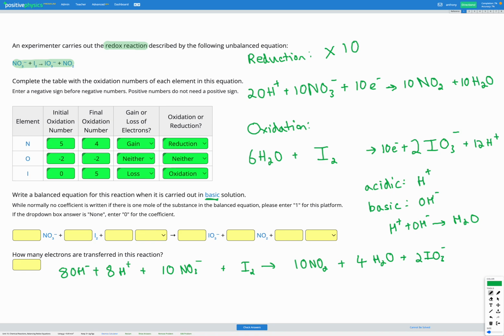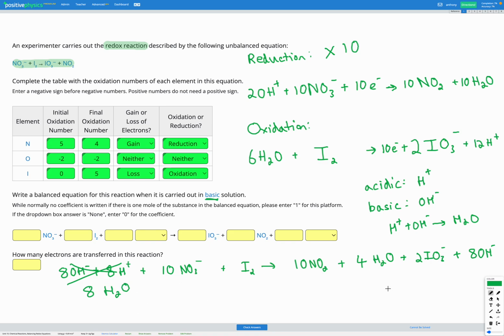I'm going to add that on the right as well to make sure we're remaining balanced. And on the left, that 8OH minus and 8H plus combine to form 8H2O. So now you can see we've got 8H2O on the left, 4H2O on the right, plus we have 8OH minus on the right. Our final step now is to make sure our H2Os are cancelled out where necessary.